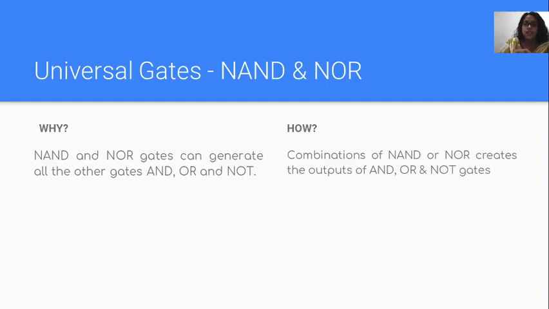Let's think about it. Okay, this question is important. Why are NAND and NOR gates termed as universal gates? How can you combine NAND or NOR gates to give outputs of AND, OR and NOT gates? Okay, please think about it.